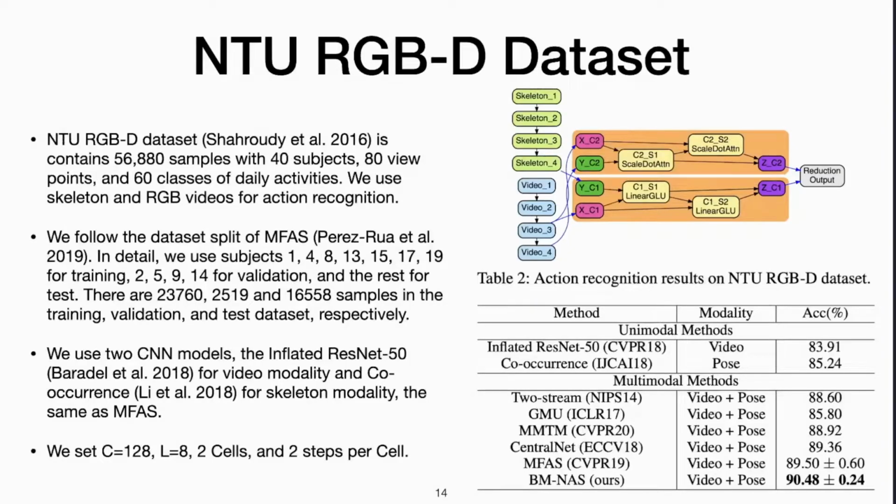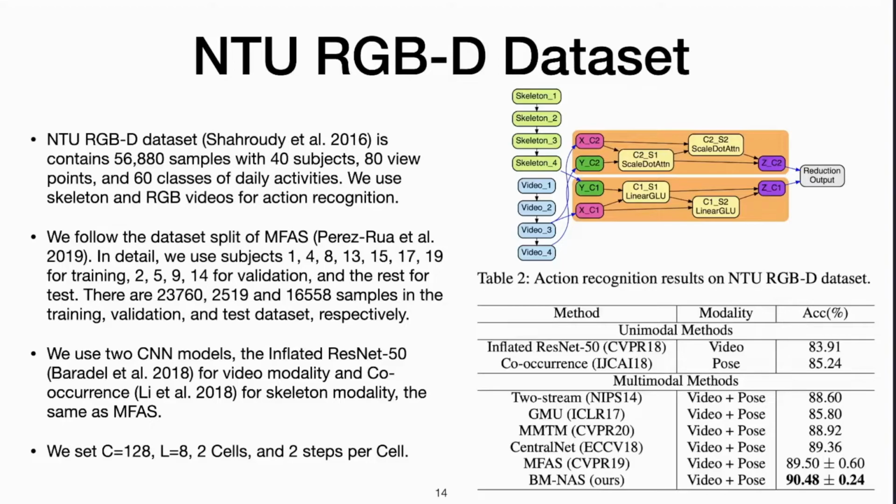The NTU RGBD dataset is our main task. It is a very large-scale recognition dataset consisting of over 56,000 samples, and it contains 40 subjects, 80 viewpoints, and 60 classes of daily activities. We will use the skeletons and the RGB videos for the action recognition task.